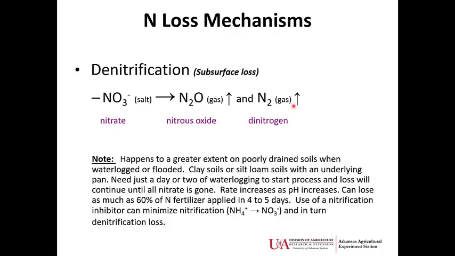Now, once again, nitrification requires oxygen. Denitrification only occurs when oxygen is not present. So the two conditions for those to occur are going to be very different. You can see here down in the notes, we can lose up to 60% of the nitrogen fertilizer in 4 to 5 days. So this can be a very rapid loss mechanism, especially if environmental conditions are favorable.